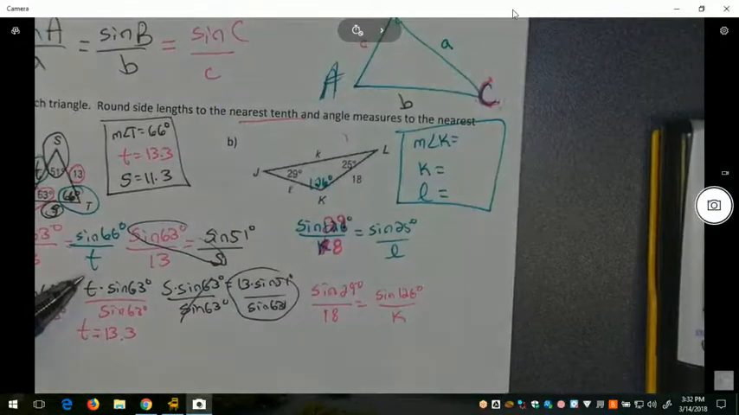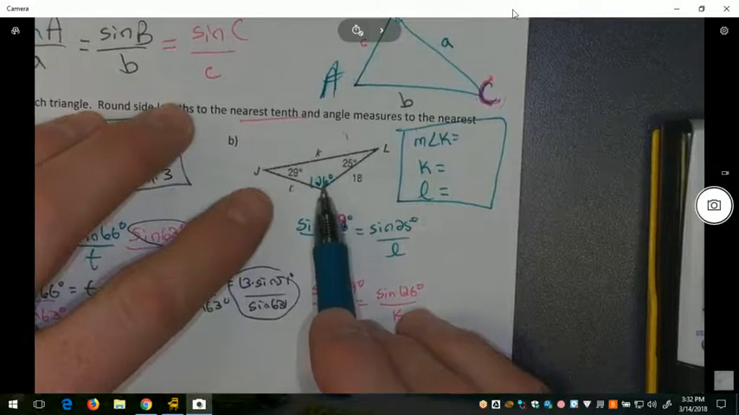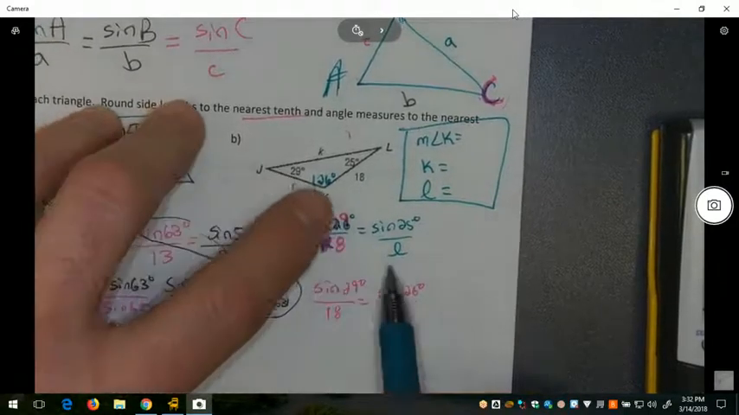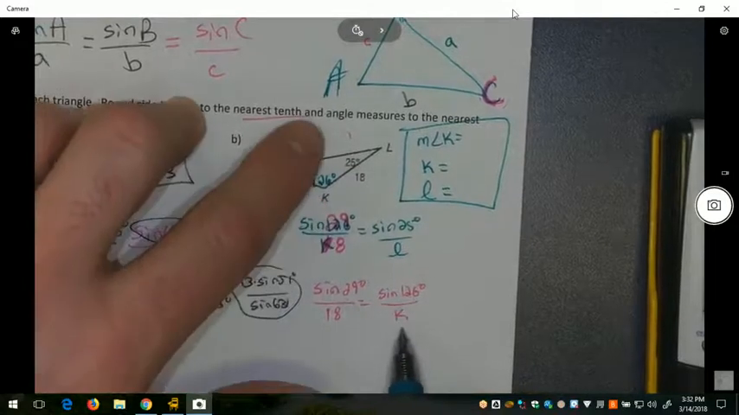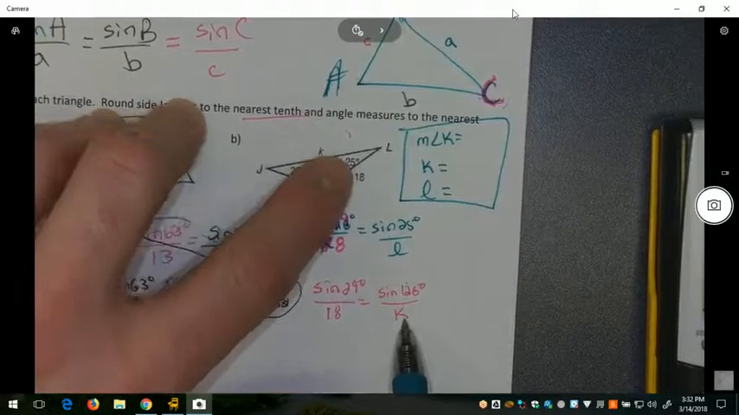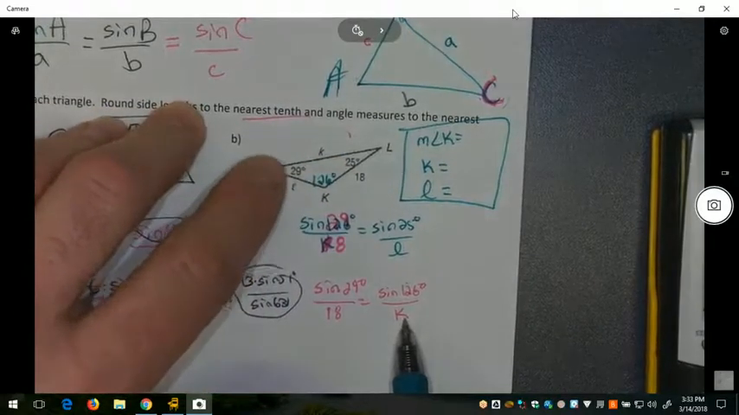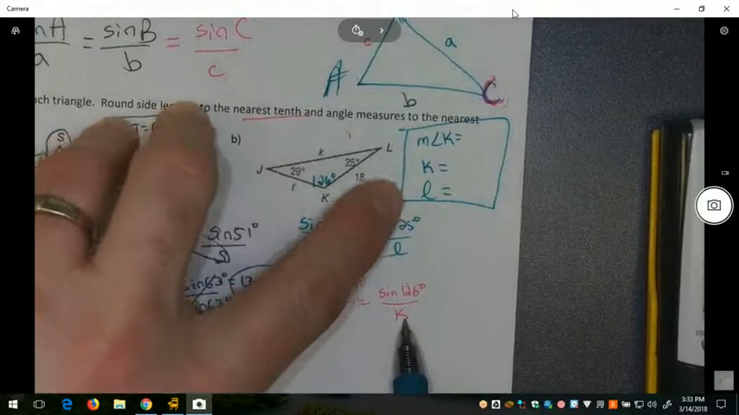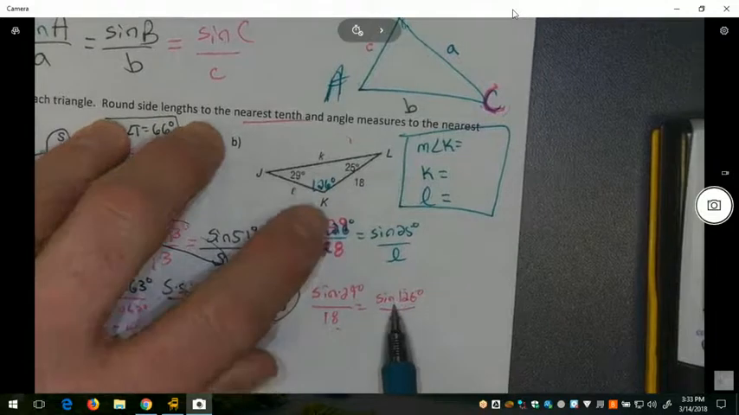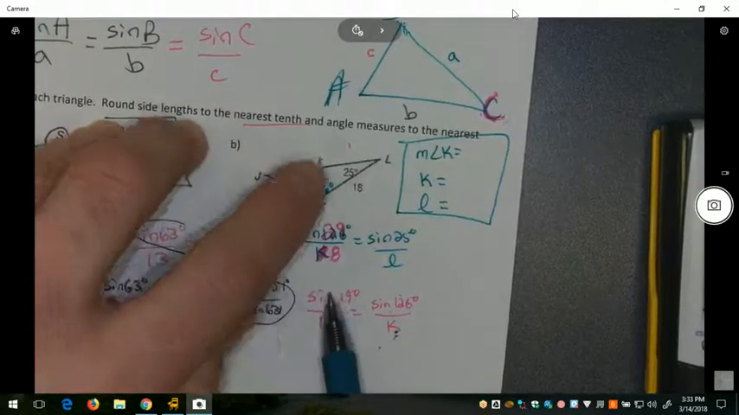All right, here's what we're looking at. Using the triangle sum theorem, we're able to calculate 126 by subtracting 29 and 25 from 180. Sine of 126 over side K is one of the things I can solve for, K. But I have to have a known angle and its opposite side. The known angle being 29, its opposite side being 18. So sine of 29 over 18 equals sine of 126 over K.